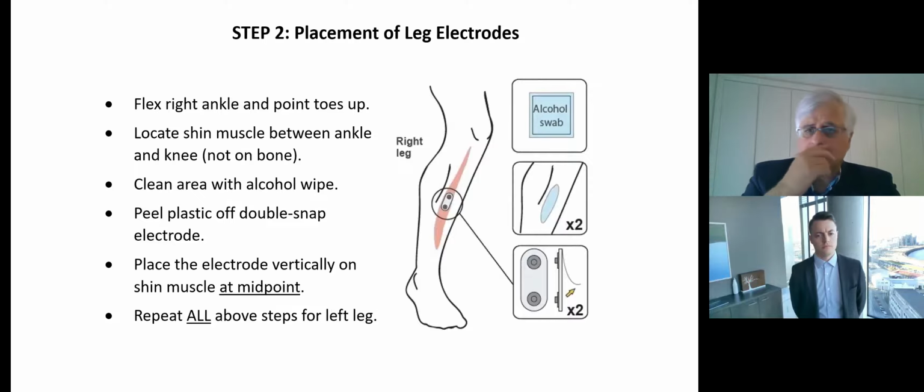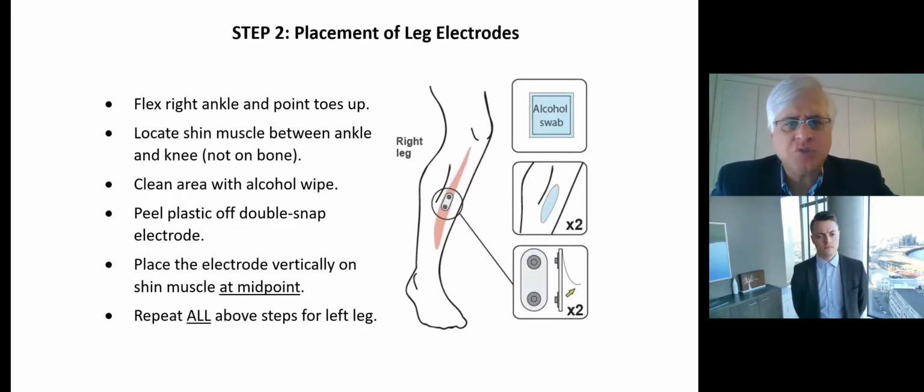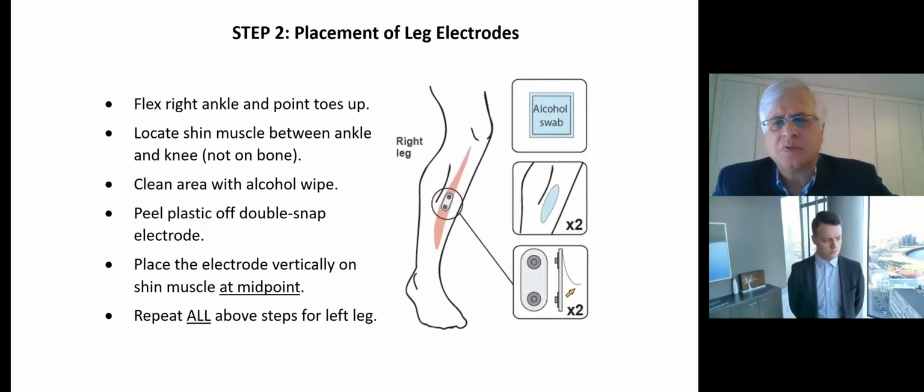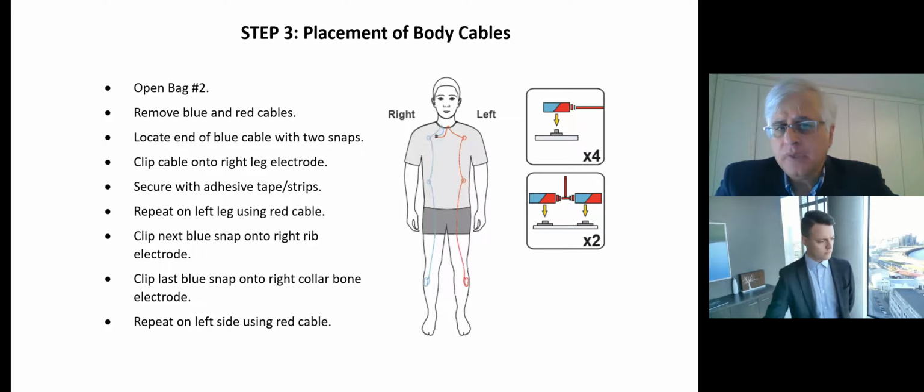So for step 2, you'll see that we instruct them on how to place an electrode on the leg itself. For the most part, we've been quite successful in these signals. And at the end of this presentation, I'll go through what our feasibility, our success rate, and signal quality look like. So this is an example of the second step of placing leg electrodes.